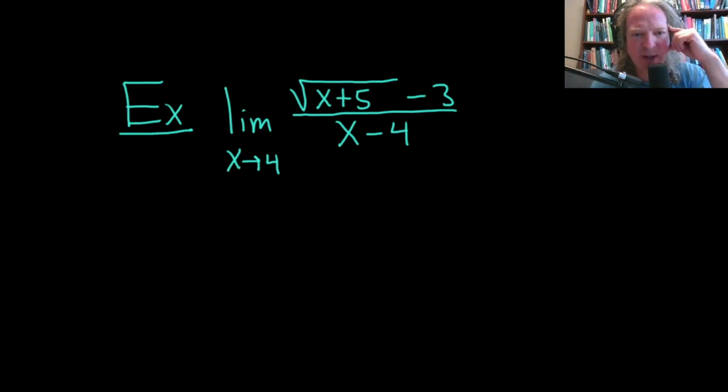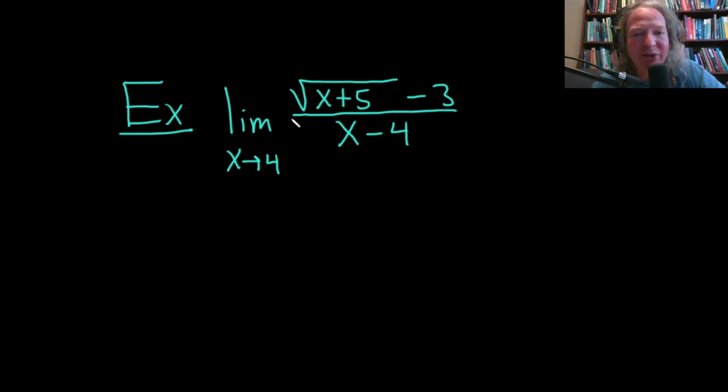Let's work out this example. So we have the limit as x approaches 4, and then in the numerator we have the square root of x plus 5 minus 3, and in the denominator we have x minus 4. So the rule is if you can plug in the number and you get an answer, go for it. But as you can see, if we plug in 4 here on the bottom, we end up getting 0 on the bottom because 4 minus 4 is 0. So we need to do something else.